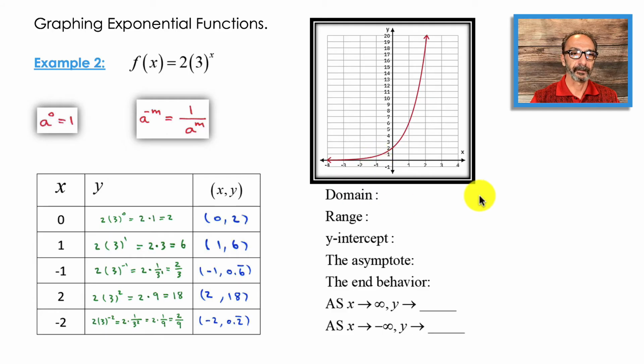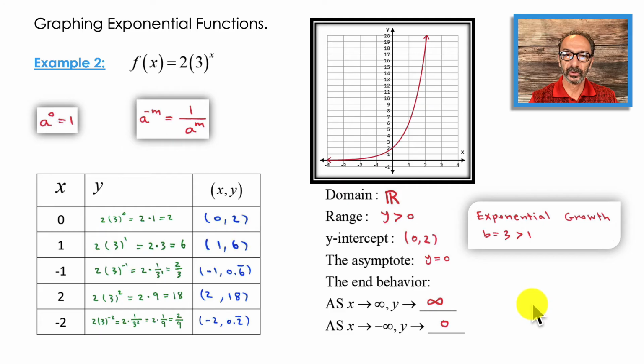could see. Domain, again, all real numbers. Range, y greater than 0. Y-intercept, 0, 2. The asymptote will be the x-axis, or y equals 0. In behavior, as x goes to the right, to infinity, y goes to infinity also. As x goes to negative infinity, y goes to 0. So now this is an exponential growth because b is greater than 1, which is 3.